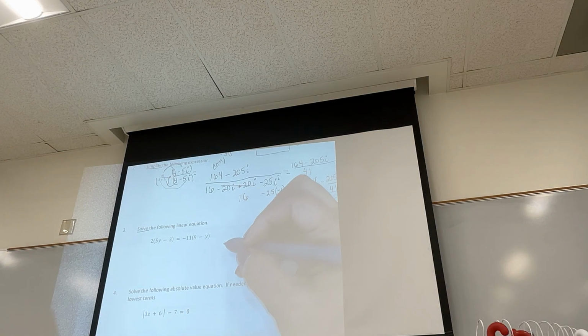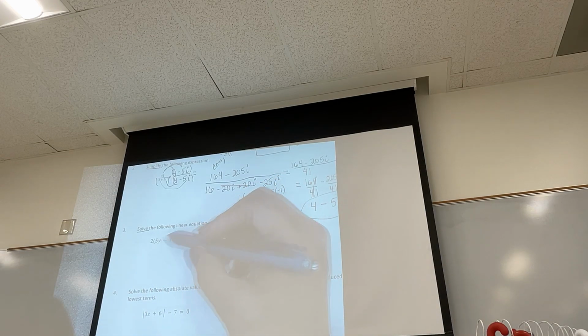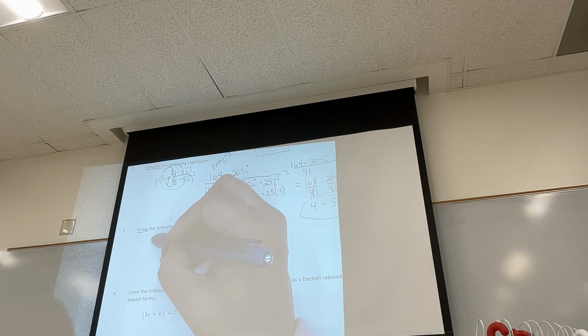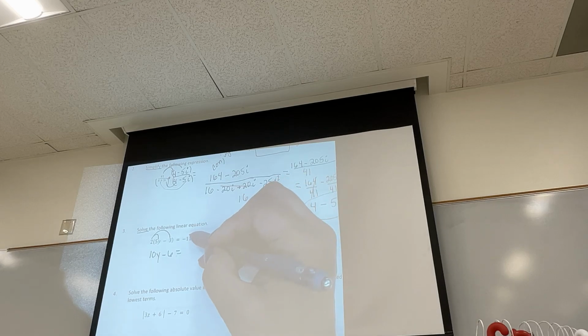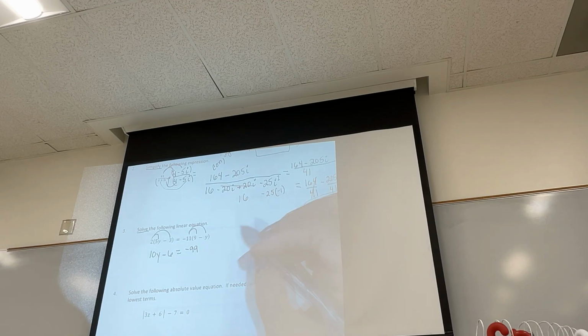Okay, well, here we go. If we're trying to get y by itself, get rid of the parentheses. 2 times 5y, 10y. 2 times negative 3 equals negative 11 times 9. Negative 11 times negative y. All right, parentheses gone, yes?